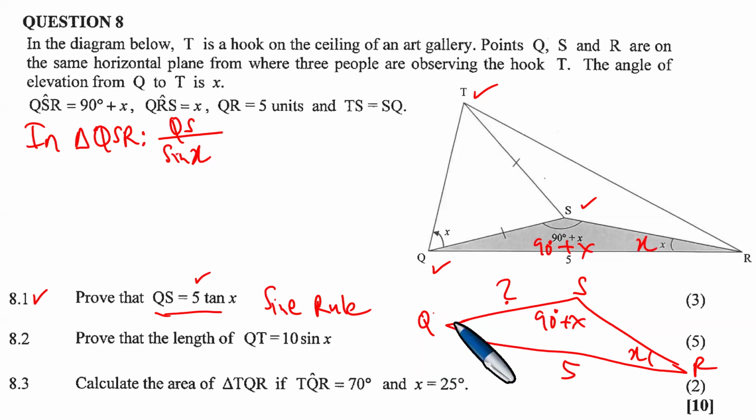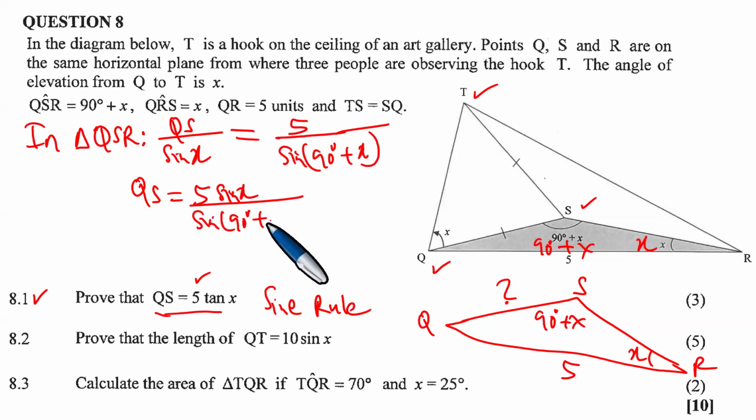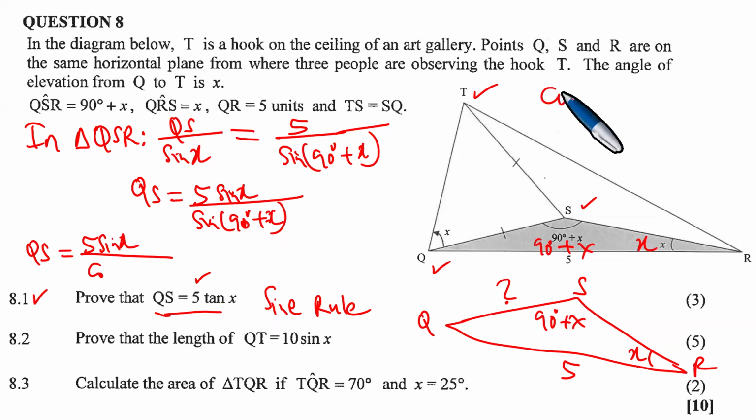QS over sine X equals 5 over the sine of 90 degrees plus X. So QS is 5 sine X divided by the sine of 90 degrees plus X. In which quadrant is 90 degrees plus X? That is in the second quadrant, where sine is positive. But there's a cofunction change by the CoCo rule.